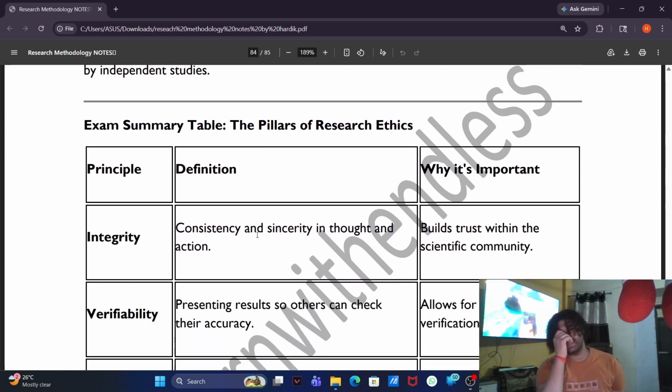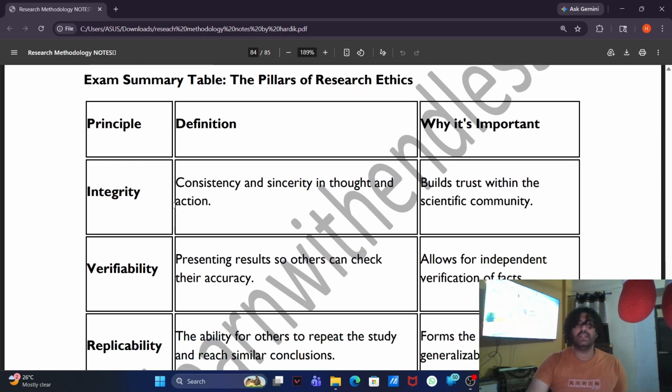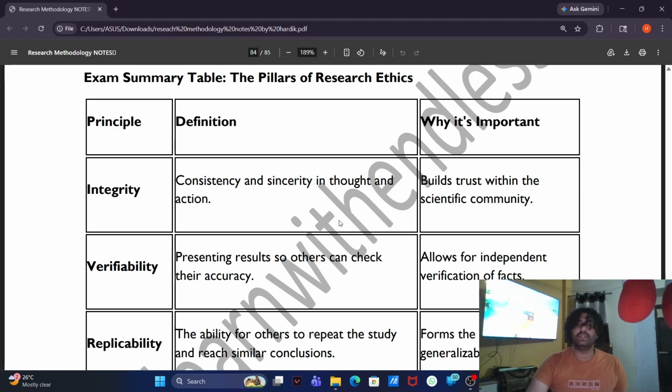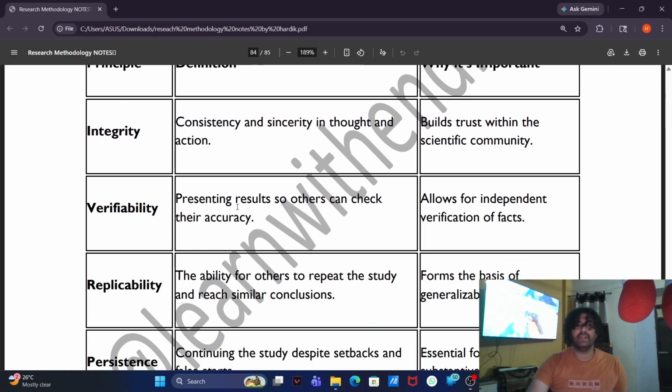Here is a summary table for the pillars of research ethics. Principle. Integrity: consistency and sincerity in thought and action. It is important because it builds trust within the scientific community. Verifiability: presenting results so others can check their accuracy, allowing independent verification of facts.